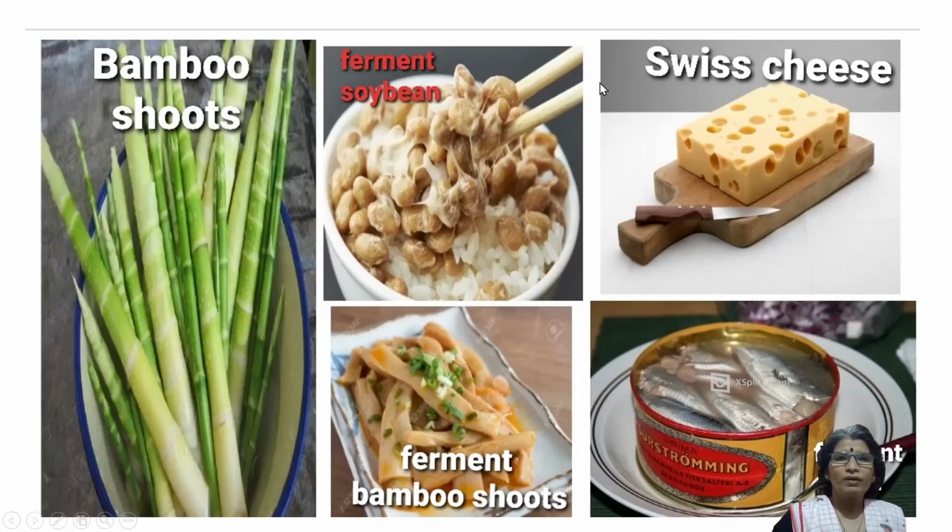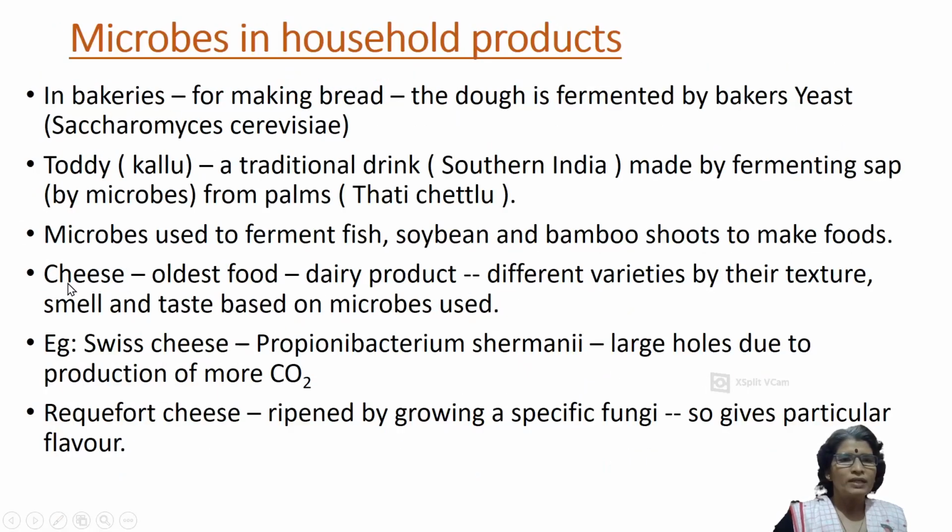The next one is fermented soya bean. This is a common food for the Japanese and Korean people, and fermented fish is a most common food for people in Sweden. And next common food is cheese. It is the oldest food, and cheese is a milk product, a dairy product. By using some microorganisms, we can prepare cheese from milk.